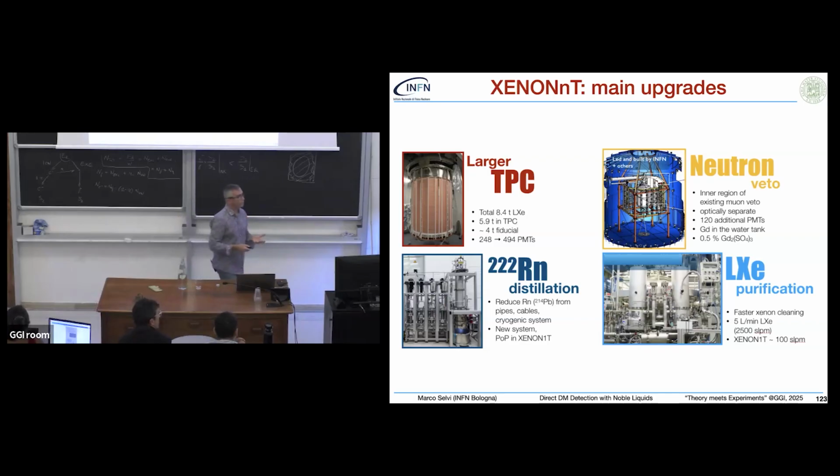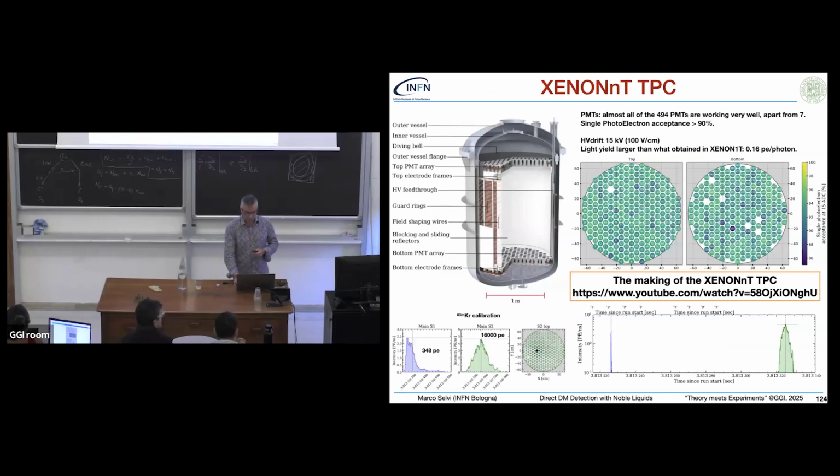Now, with the liquid purification, we extract the liquid directly, we send the liquid to be purified in the getters, and so on. So everything runs more efficiently. Finally, we added the neutron veto, and this was done in particular by the group led by us, the INFN groups, and so I will show also something about this. Now, the TPC.